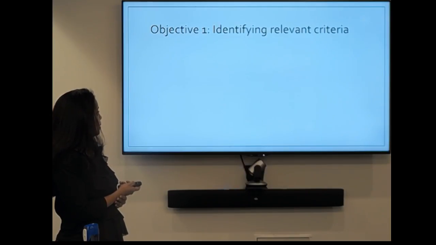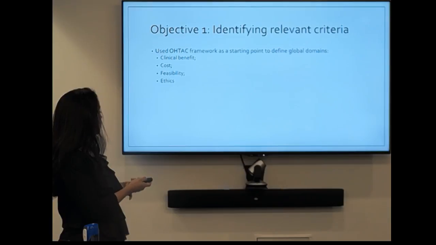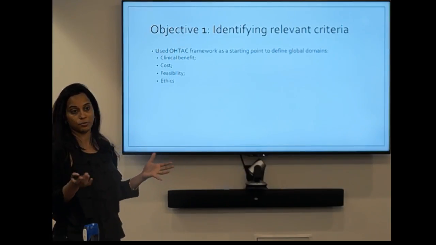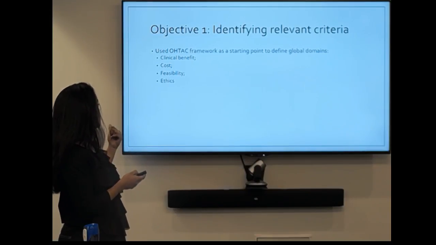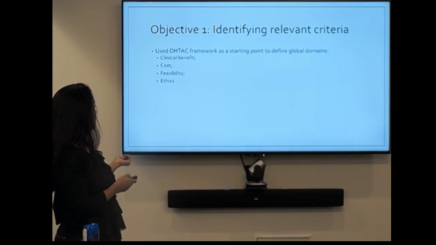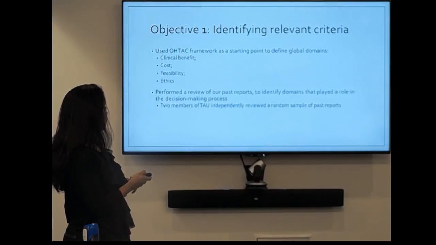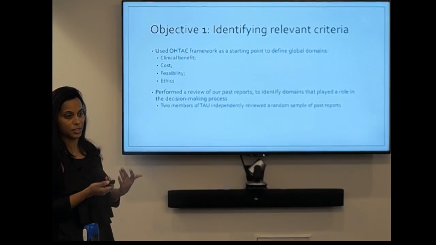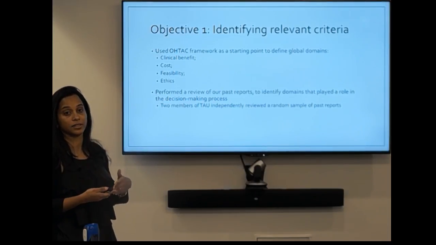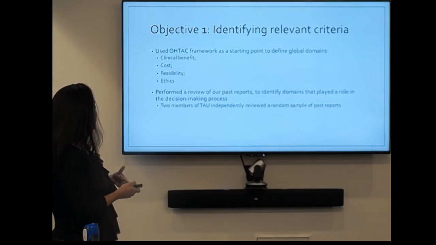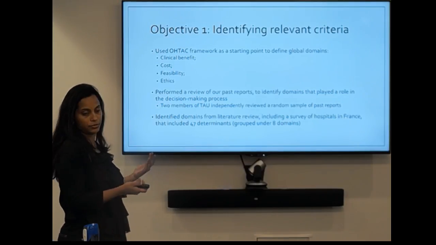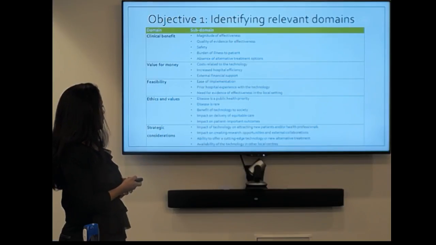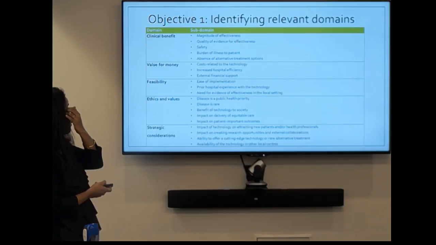So how do we go about identifying the criteria? Well, first we used the framework I had just previously mentioned, just to give us an idea of the global domains. They had mentioned clinical benefit, cost, feasibility, and ethics. And we also then looked at our past reports to give us an idea of what was shaping our own recommendations, because this gives us an idea of the factors at a hospital-based HTA. And then we also reviewed the literature to gather more domains. So this is a first draft of our list.